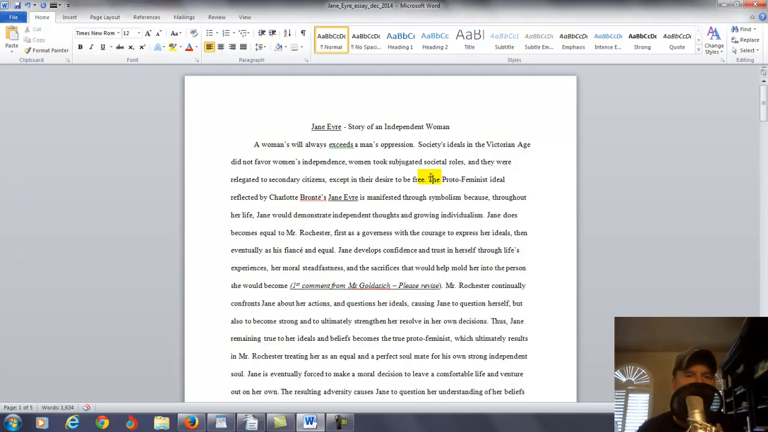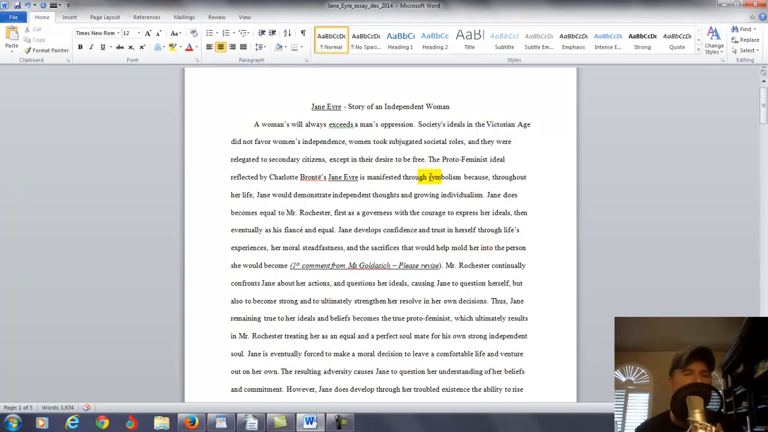The proto-feminist ideal reflected by Charlotte Bronte's Jane Eyre is manifested through symbolism because throughout her life Jane would demonstrate independent thoughts and growing individualism. Jane does. It's really weird though. Your teacher wants you to put the thesis kind of in the middle of that paragraph, and to me that is so confusing. But I'm just going to let it go.